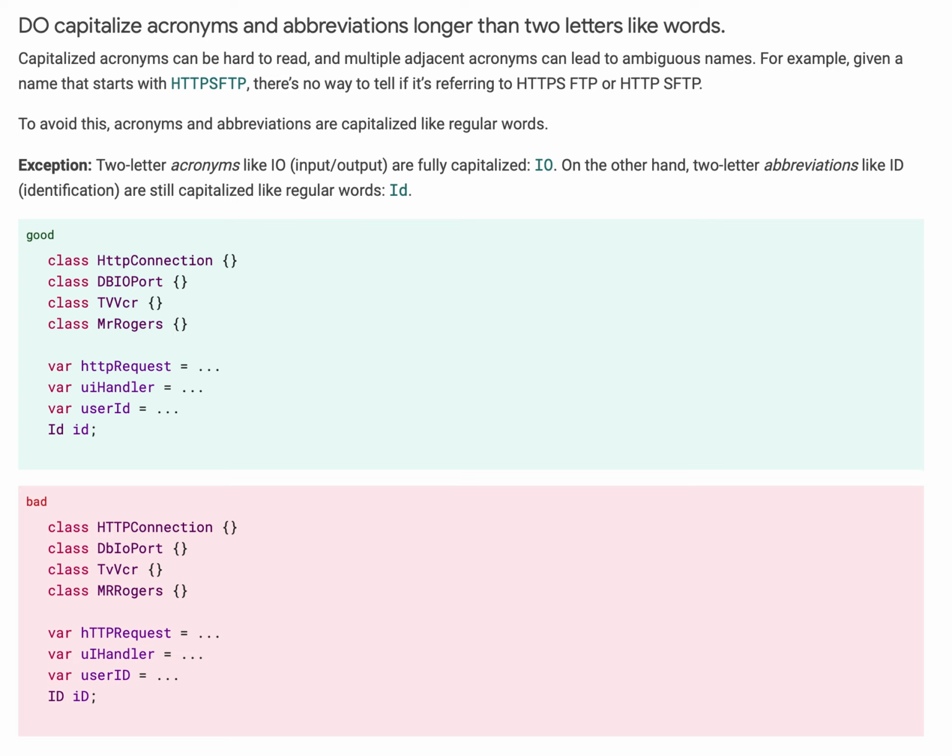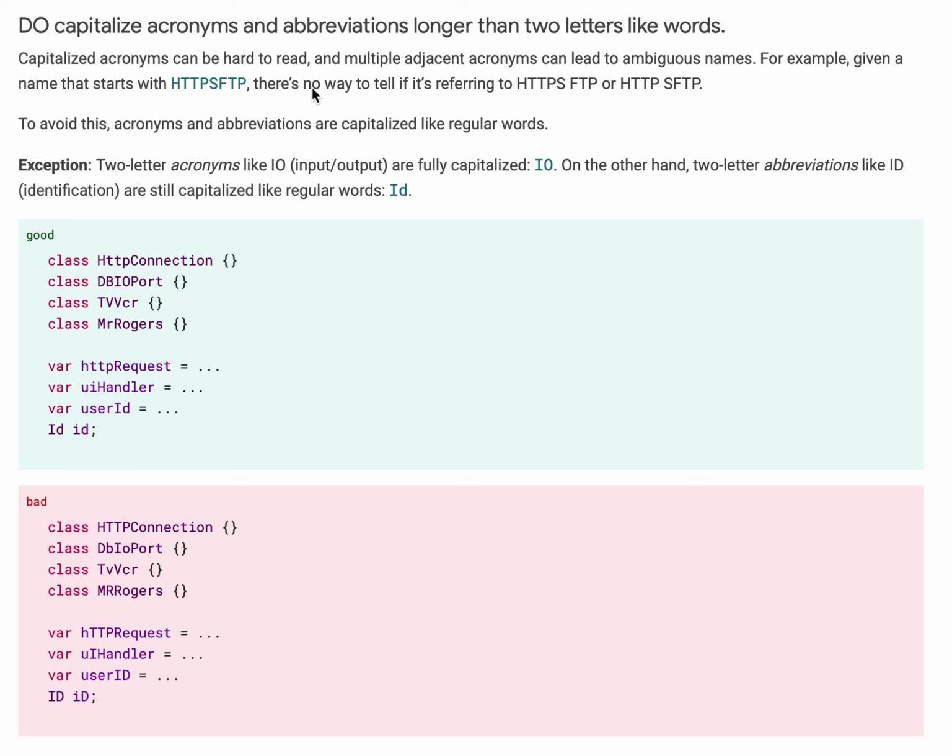Today we'll be learning about effective Dart, naming of acronyms and abbreviations tutorial. So in this one, capitalized acronyms can be hard to read and adjacent acronyms can lead to ambiguous names. For example, we have HTTPS FTP. So this can be either HTTPS FTP, that is Hypertext Transfer Protocol Secure, and then File Transfer Protocol, or HTTP and then SFTP. So these kind of confusions can occur.